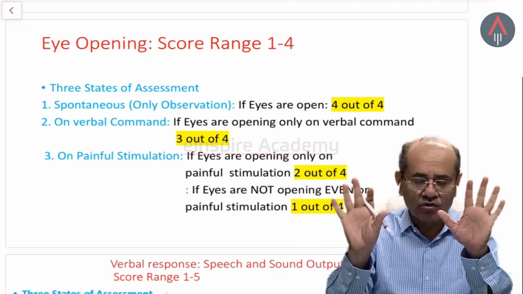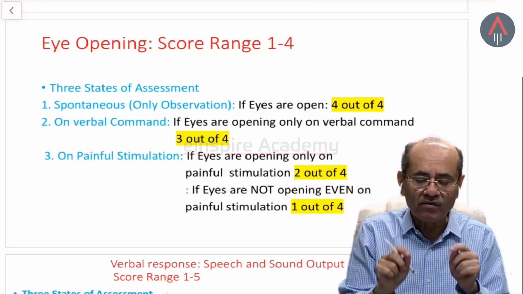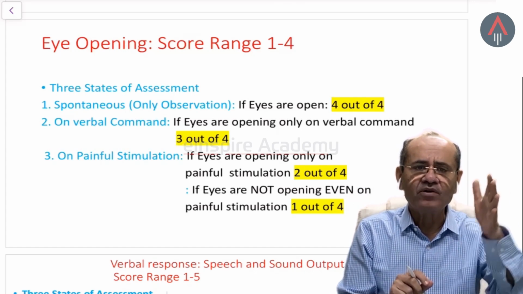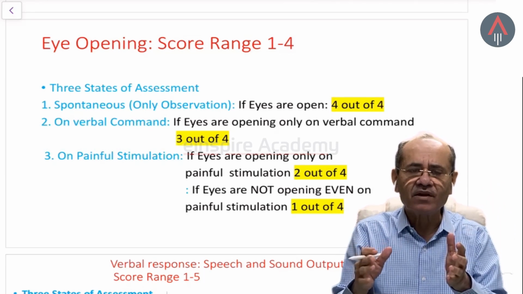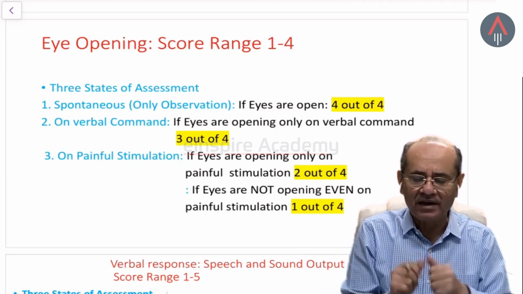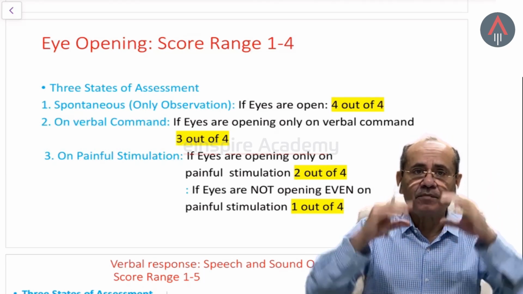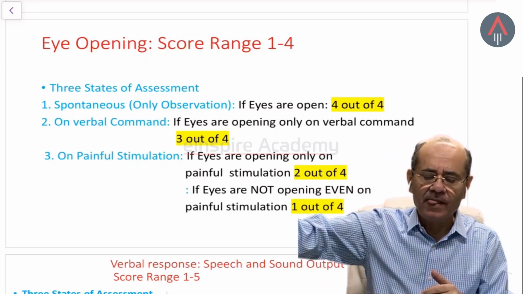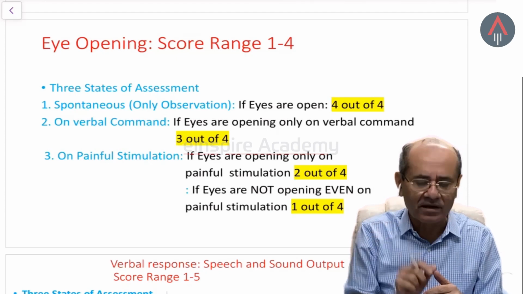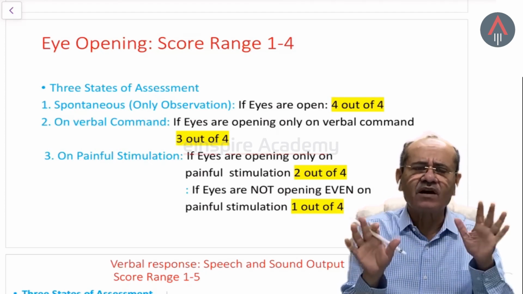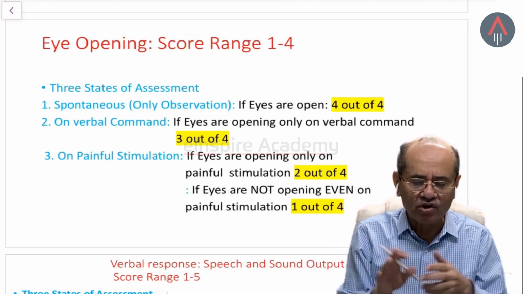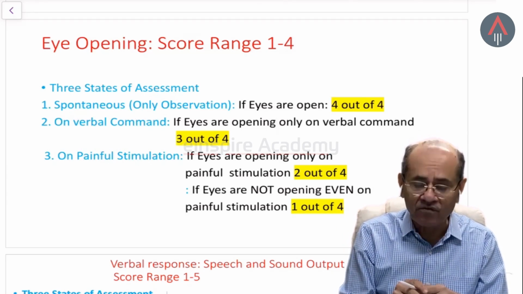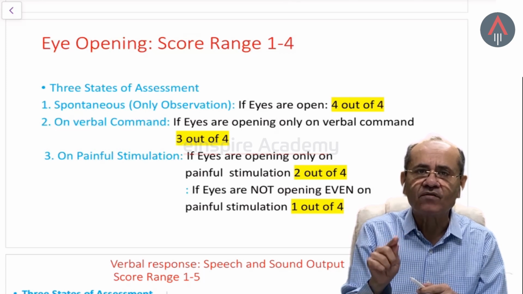If the eyes are closed, then you give him verbal command. You call the name of the patient, you call him, open your eyes, hey, look here, where are you, how are you doing, something like that. And if on this command, the patient opens the eyes, maybe for a few seconds, maybe for a slightly longer period, then you give him 3 out of 4 marks. And then even if on command he is not opening the eyes, you give the painful stimulus. And if the eyes are opening on painful stimulus, you give him 2 out of 4 marks.